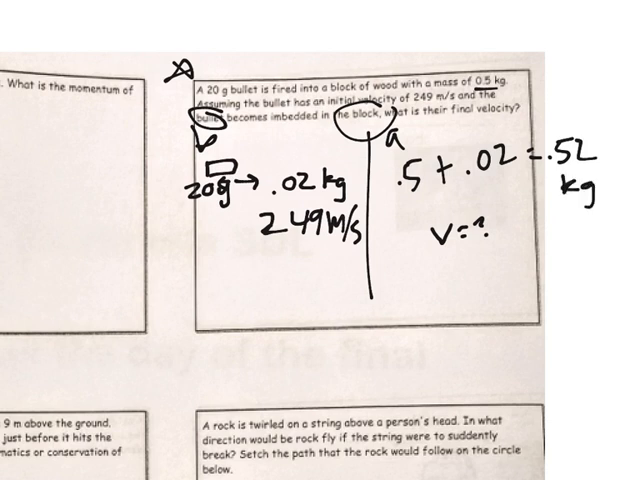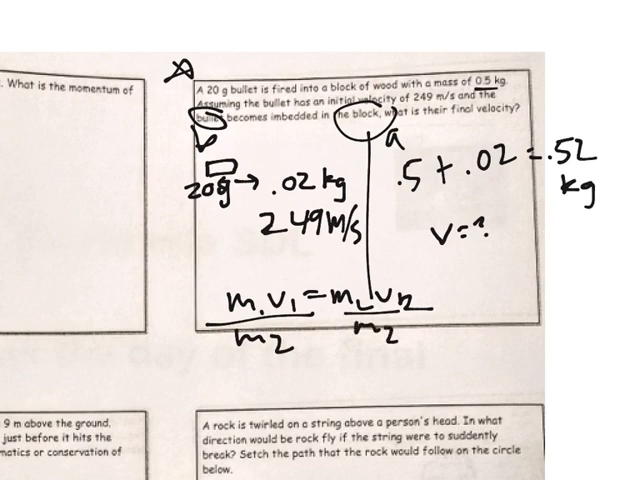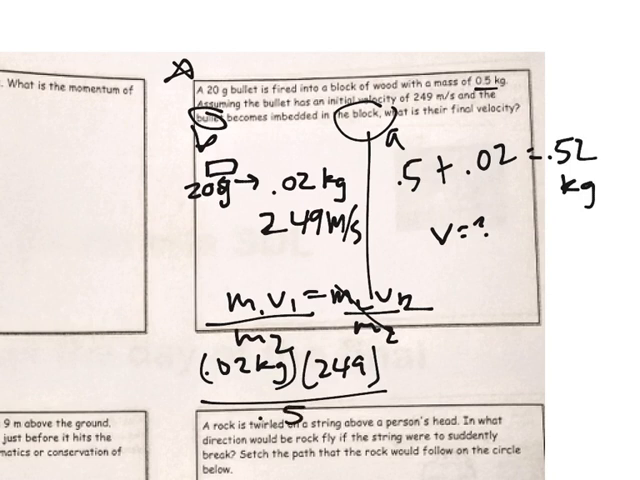So it'd be M1 V1 equal to M2 V2. We're trying to find this velocity. So we divide by this on both sides. So then it just becomes a plug and chug problem. Equal 9.58 meters per second.